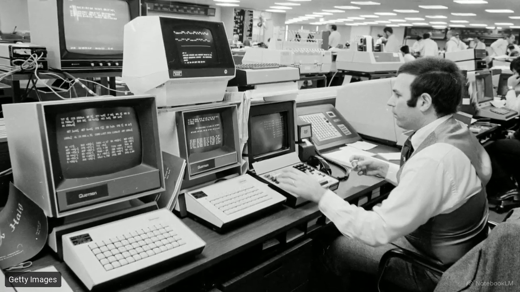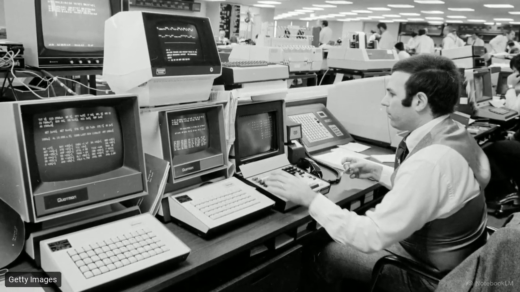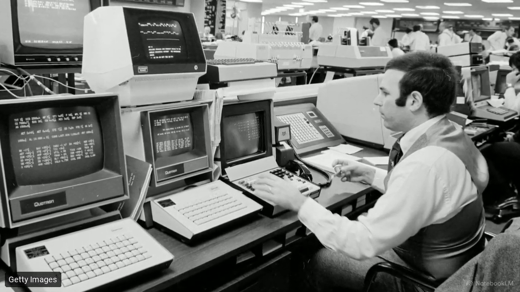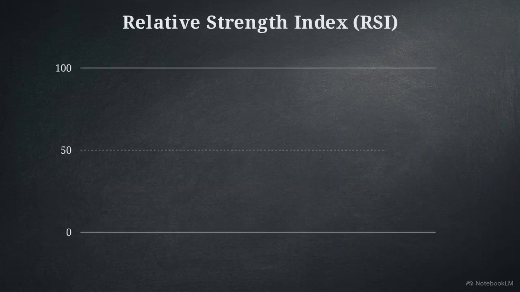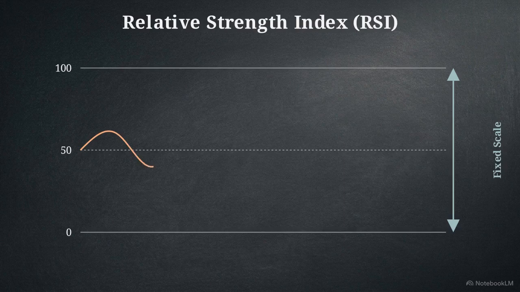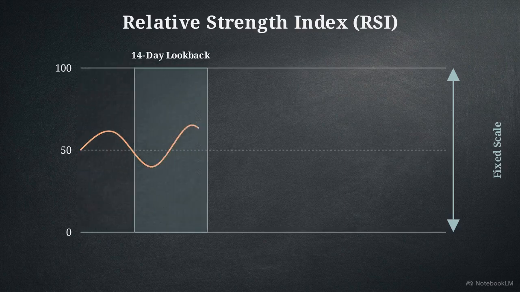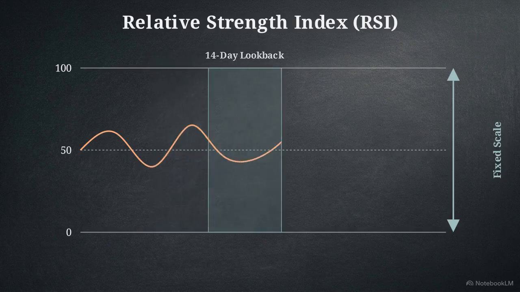J. Welles Wilder introduced the Relative Strength Index long before high-frequency algorithms dominated the market. He designed it as a momentum oscillator, a tool that measures the speed and magnitude of recent price changes on a fixed scale from 0 to 100, typically looking back over a rolling 14-day window.